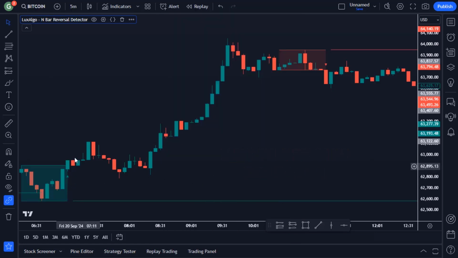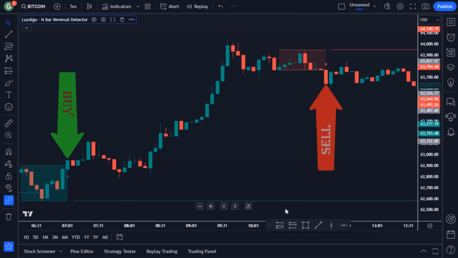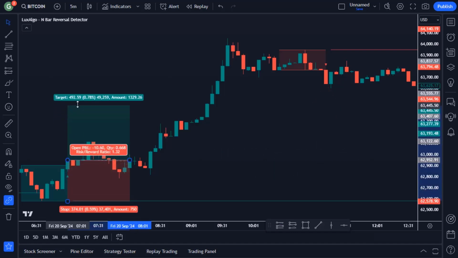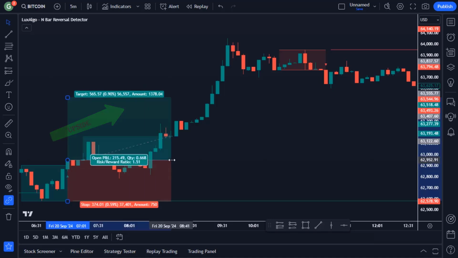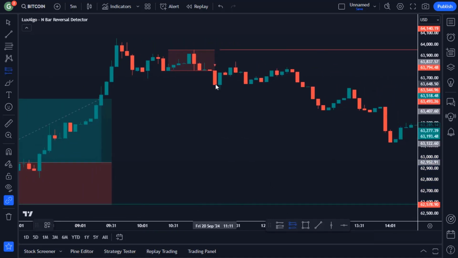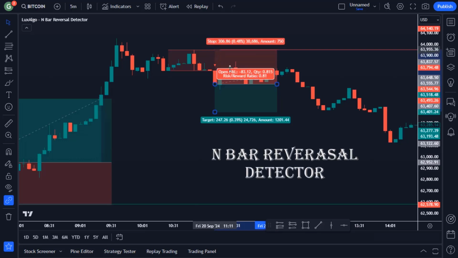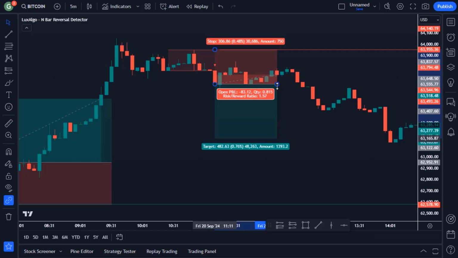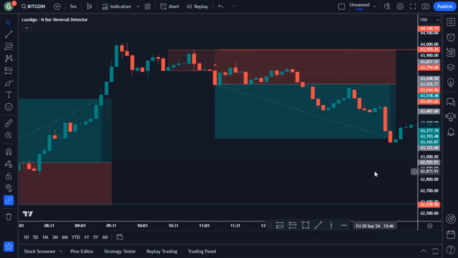Now we know how to use this indicator. This indicator gives signals based on green and red shapes. Green means buy and red means sell signals. When the N-bar reversal detector indicator gives a green signal and market price goes upside, you will take a buy trade from a bullish candle. And similarly, when the N-bar reversal detector indicator gives a red signal and market price goes downside, you will take a sell trade from a bearish candle.